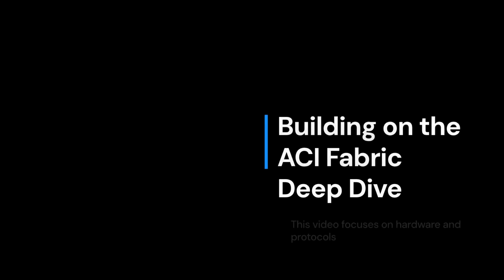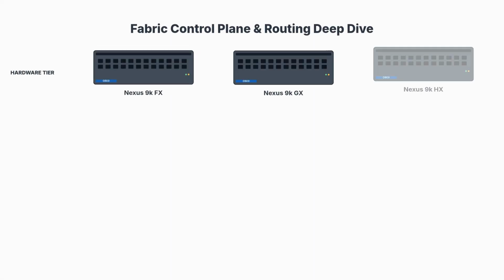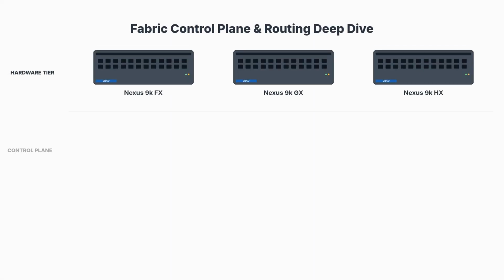If you saw the earlier Cisco ACI fabric architecture deep dive, you already have the foundation. We covered the spine leaf model, what APIC handles, and how traffic moves across the fabric. In this video, we build on that and focus specifically on the hardware families and the protocols that make forwarding work. So think of this as the companion to that architecture dive.